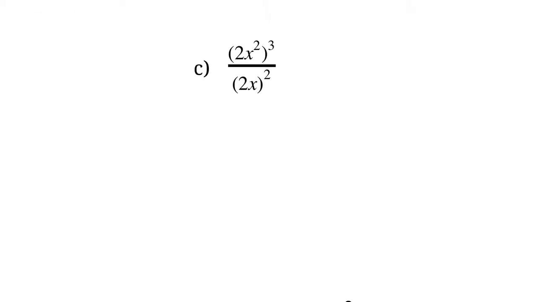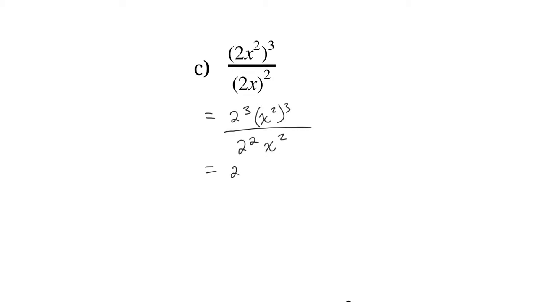Here's our next one. In the numerator, we have (2x squared) to the power of 3. So that exponent, 3, applies to everything in the brackets. So this is just 2 to the power of 3 times x squared to the power of 3. And in our denominator, we have (2x) squared. So that squared applies to everything in the brackets. So this is just 2 squared times x squared.